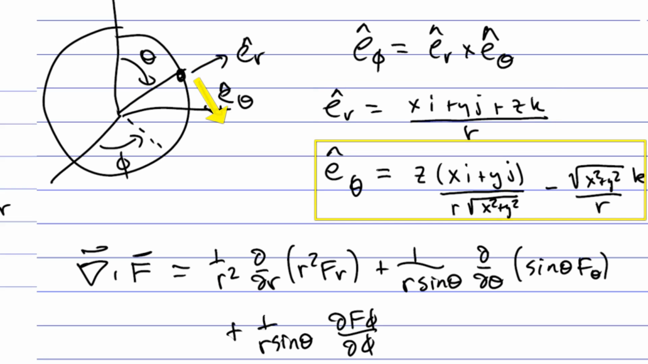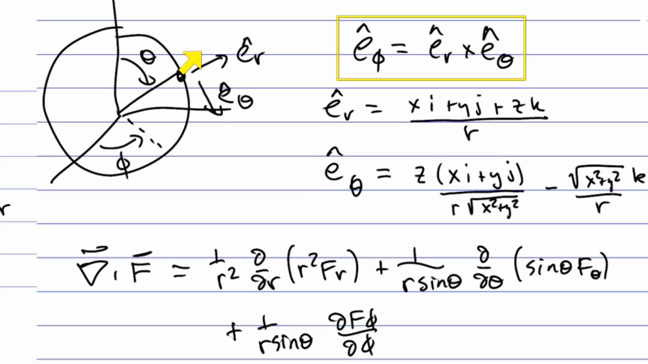E theta is a little bit harder to construct, but if you're careful about it and make it perpendicular to e r, but in that particular r z plane, you find that it is z times (x i hat plus y j hat) divided by r times the square root of x squared plus y squared, minus the square root of x squared plus y squared over r times k. That is actually the vector e theta. And then e phi will be constructed by working out what e r cross e theta is.